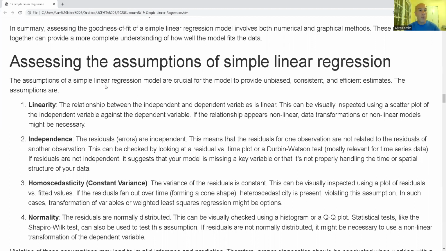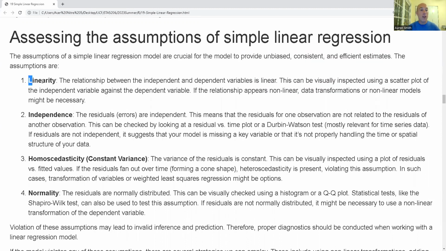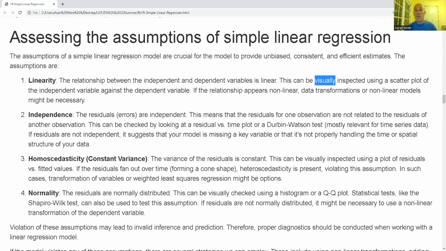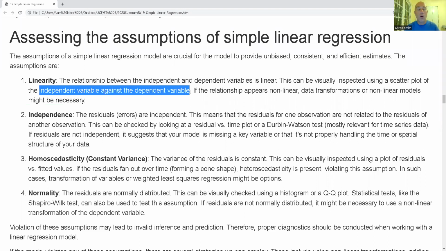The reason why we're doing this is that we want to make sure that we have an unbiased, consistent, and efficient model. Our assumptions are, once again, linearity, independence, homoscedasticity, constant variance with respect to x, and normality. The relationship between the independent variable and the dependent variable needs to be a straight line equation, and this can be visually inspected using a scatter plot, where we put the independent variable along the x-axis and the dependent variable along the y-axis.